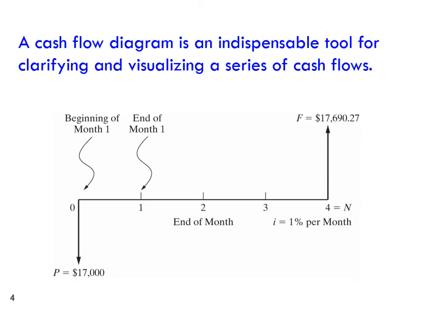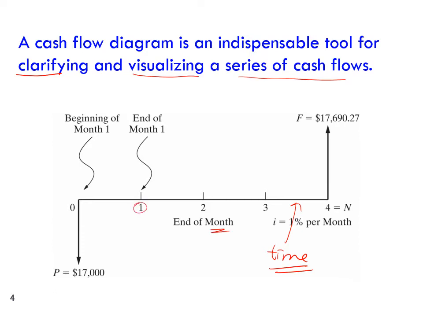This is a cash flow diagram, an example of a cash flow diagram. It is one of the tools that we will use too much in this course, and we use cash flow diagrams for clarifying and visualizing a series of cash flows. Okay, so this is an example. As I told you, this line is the time axis. Time represents time, and in some cases this time represents months, sometimes it is years, sometimes it is quarters, and etc. In this example it is the months.